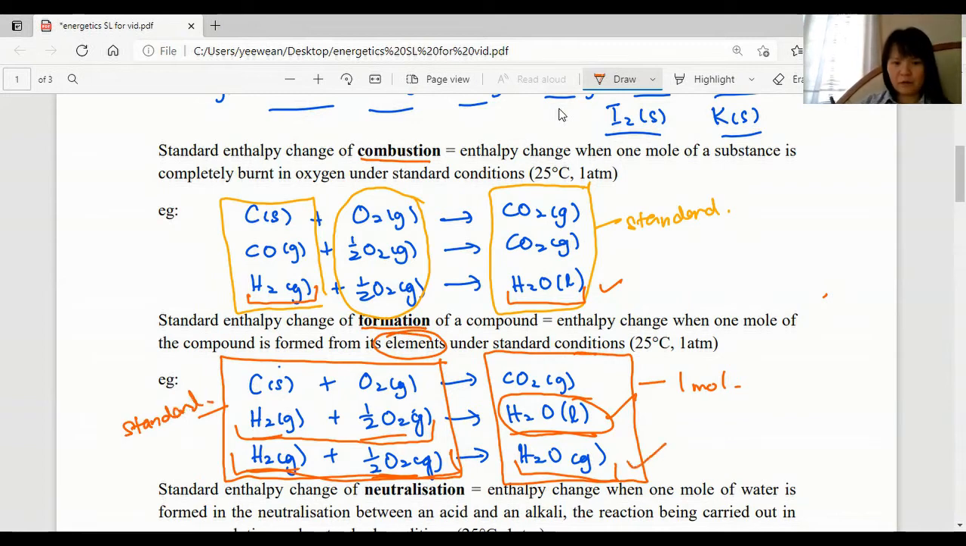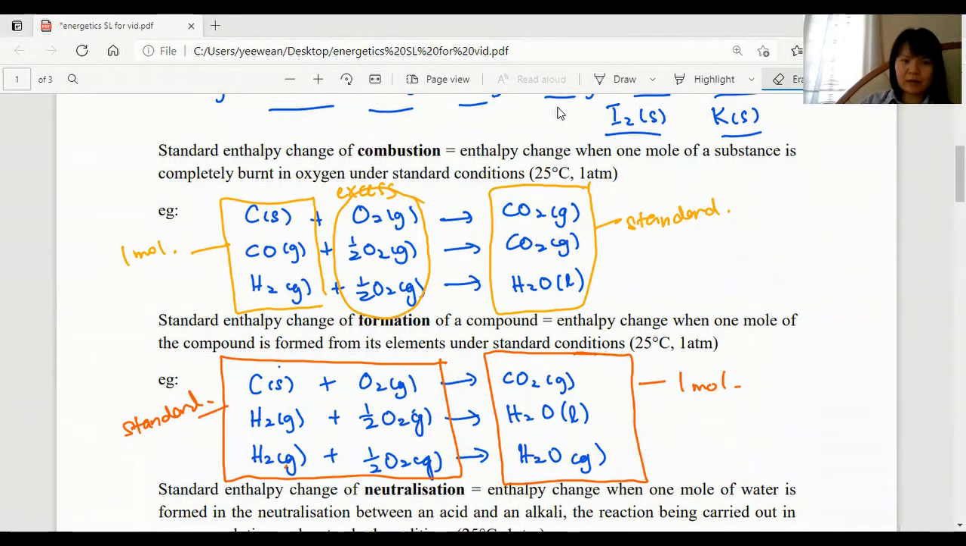So to form H2O gas, it's only the standard enthalpy change of formation of H2O gas, but it won't be the standard enthalpy change of combustion of H2, because the H2O would not be in standard conditions. H2O in standard conditions would be liquid. So therefore, the last equation only fits for formation and not for combustion.